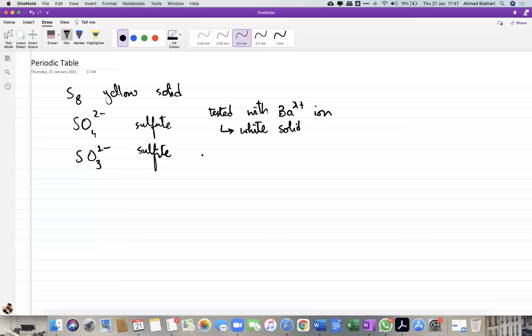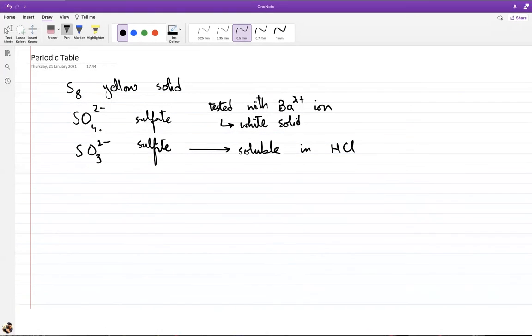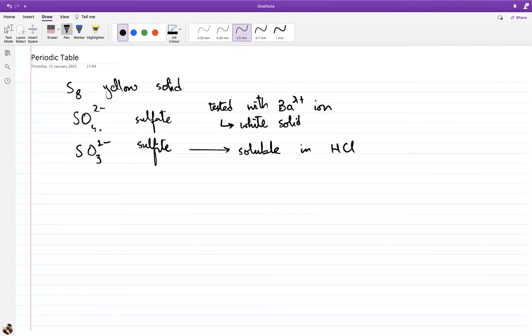And an extra note: sulfite is soluble in HCl. So that is extra for sulfite, which means you have sulfate or sulfite, you are not sure what it is. You add barium ion, it will give you a white solid. Good. So if a white solid appears, it means it is either sulfate or sulfite. But which one is it? Add HCl. Sulfite will dissolve in HCl, sulfate will not. You will understand the difference between them.